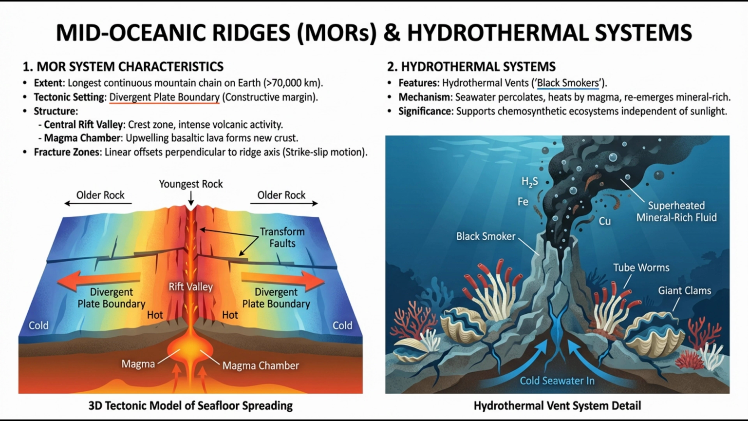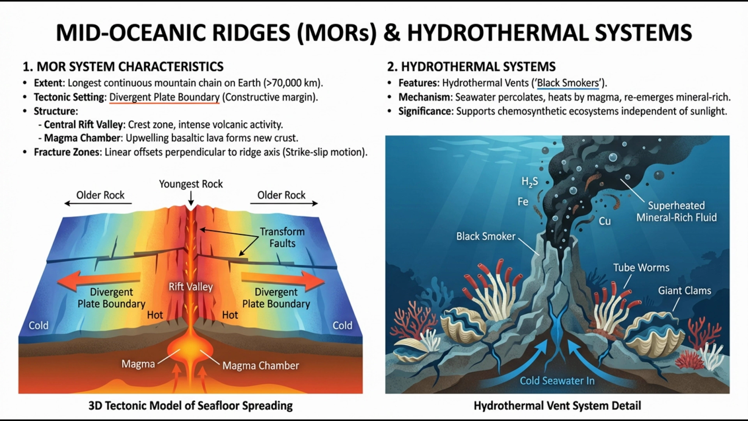Structurally, it's distinct. It's not a sharp peak, but a broad ridge with a central rift valley running down its spine. This valley is the scar of the pull-apart force. You will also see fracture zones cutting across the ridge perpendicularly. These are scars where the ridge has been offset by transform faults, accommodating the curvature of the Earth.